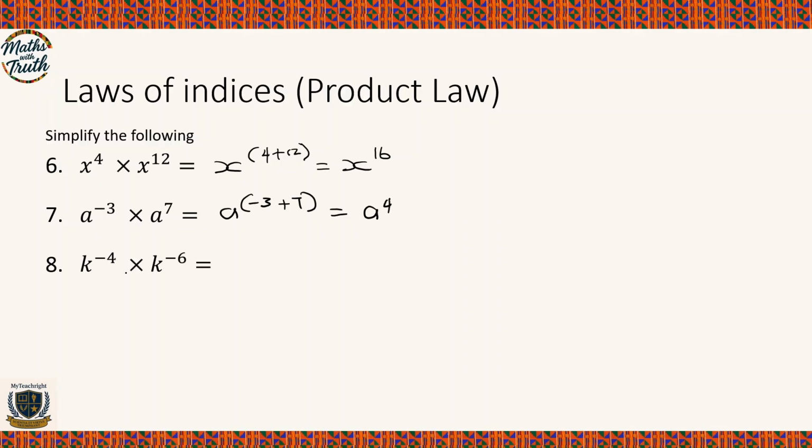And that is a exponent 4. Then you have k exponent -4 times k exponent -6. So here we have k exponent -4 plus -6, which is equal to k exponent -4 minus 6, which is -10.